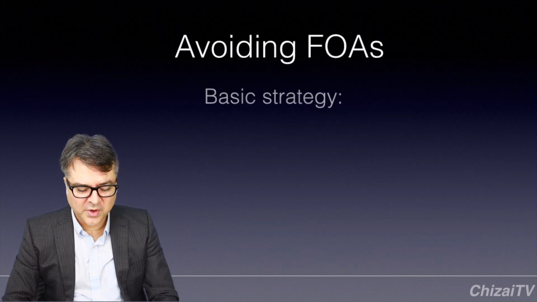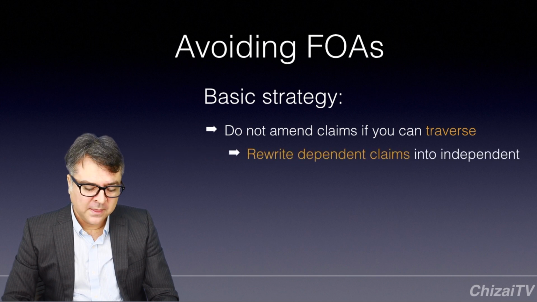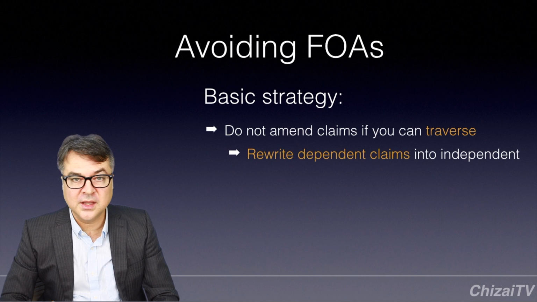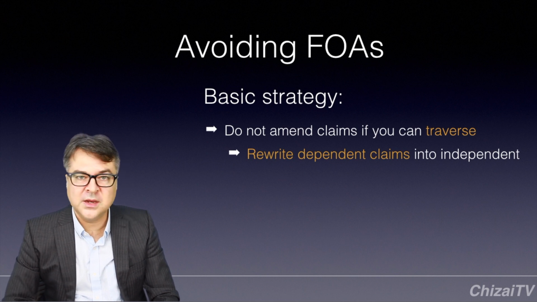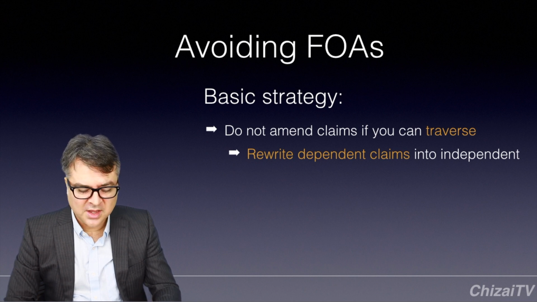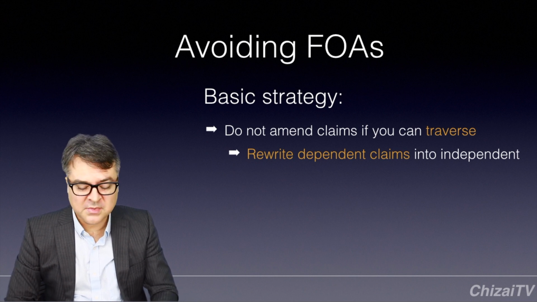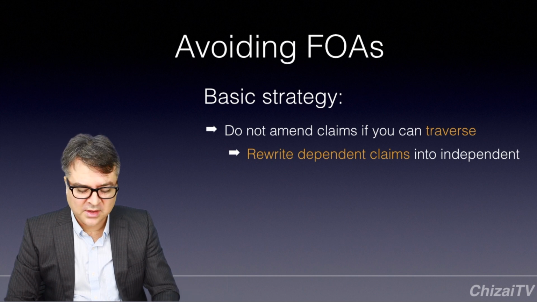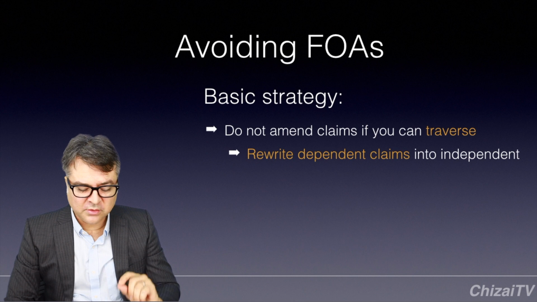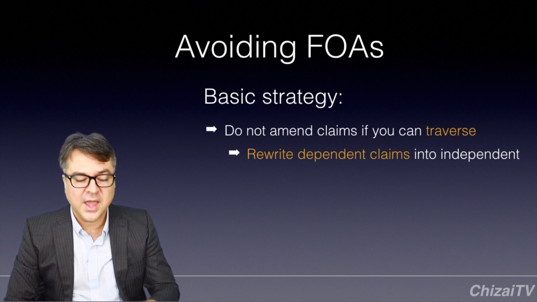As a final note here, the basic strategy for avoiding final office actions: if you can traverse the rejection, which means if you can argue against the examiner without amending your claims, so you believe the examiner's wrong, you can traverse the rejection. Don't amend your claims then. Do not amend those claims. Argue that the examiner is wrong. And then if the examiner is wrong about a dependent claim, then rewrite that into independent form and traverse the rejection. Rewriting it is not an amendment that should cause a new ground of rejection.